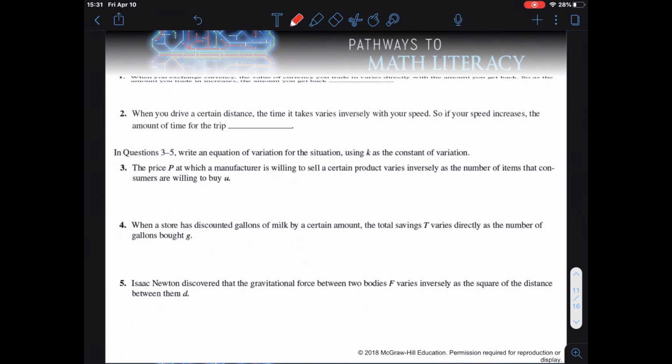So going back to these same type of examples, when we exchange currency, the value of currency you trade in varies directly with the amount you get back. So as the amount you trade increases, the amount you get back also increases. But in this other case, when you drive a certain distance, the time varies inversely with the speed. So if your speed increases, the time for the trip is actually going to decrease instead. So they have the opposite relationship.